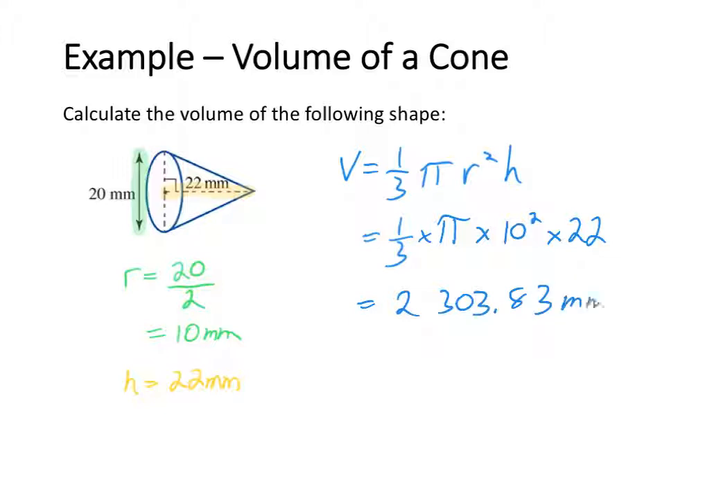2,303.83 millimeters cubed. So the volume of the cone shown in the example is 2,303.83 millimeters cubed. And that is an example of how do we use a formula to calculate the volume of a cone.